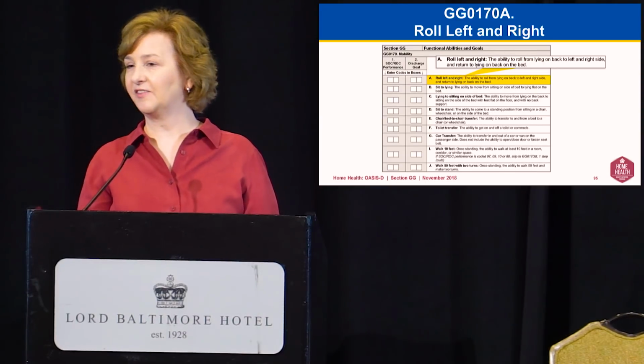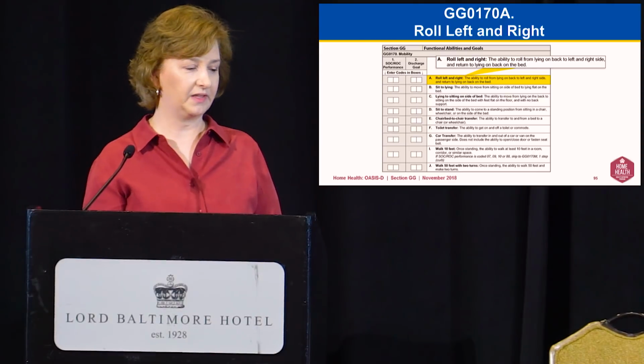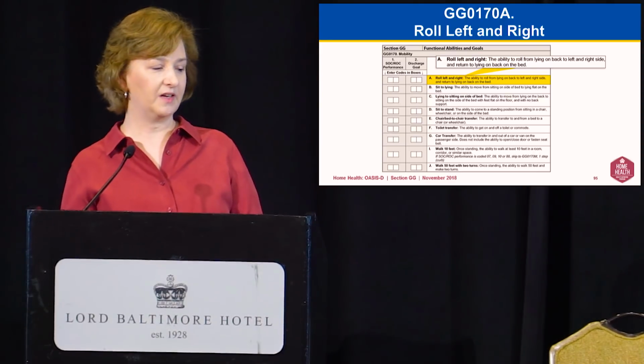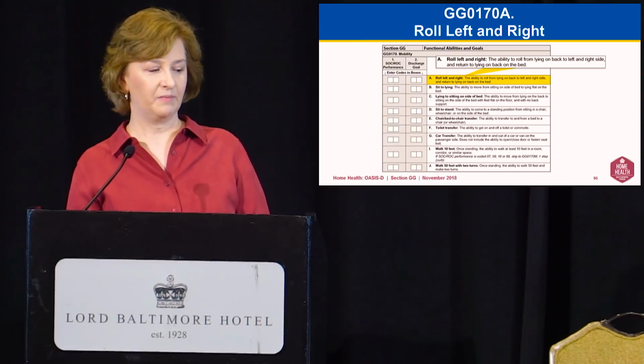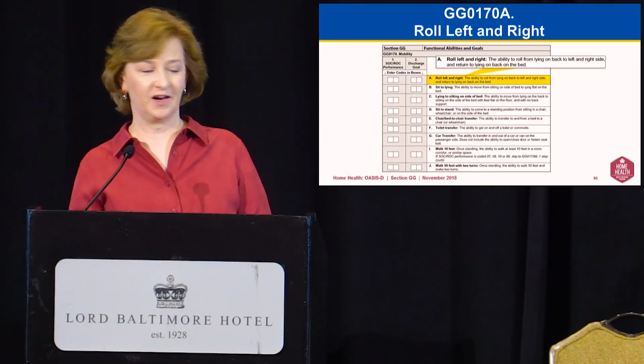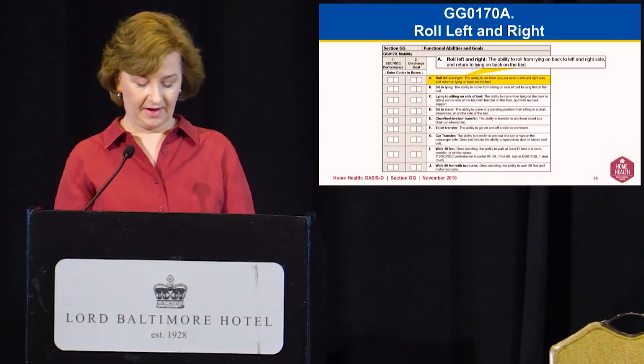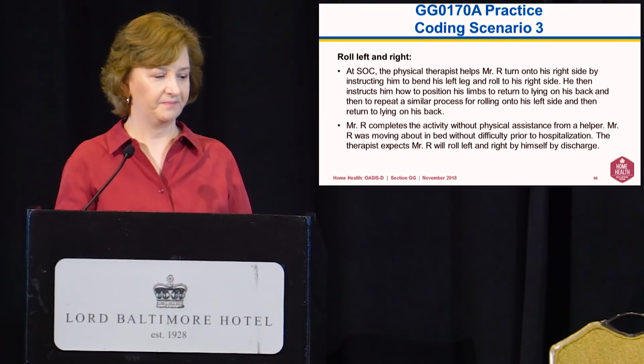So the first activity, we're starting off with the easier items. So we start off with bed mobility activities. The first one relates to rolling left and right, the ability to roll from lying on the back to the left and right side, and then returning to lying on the back of the bed.